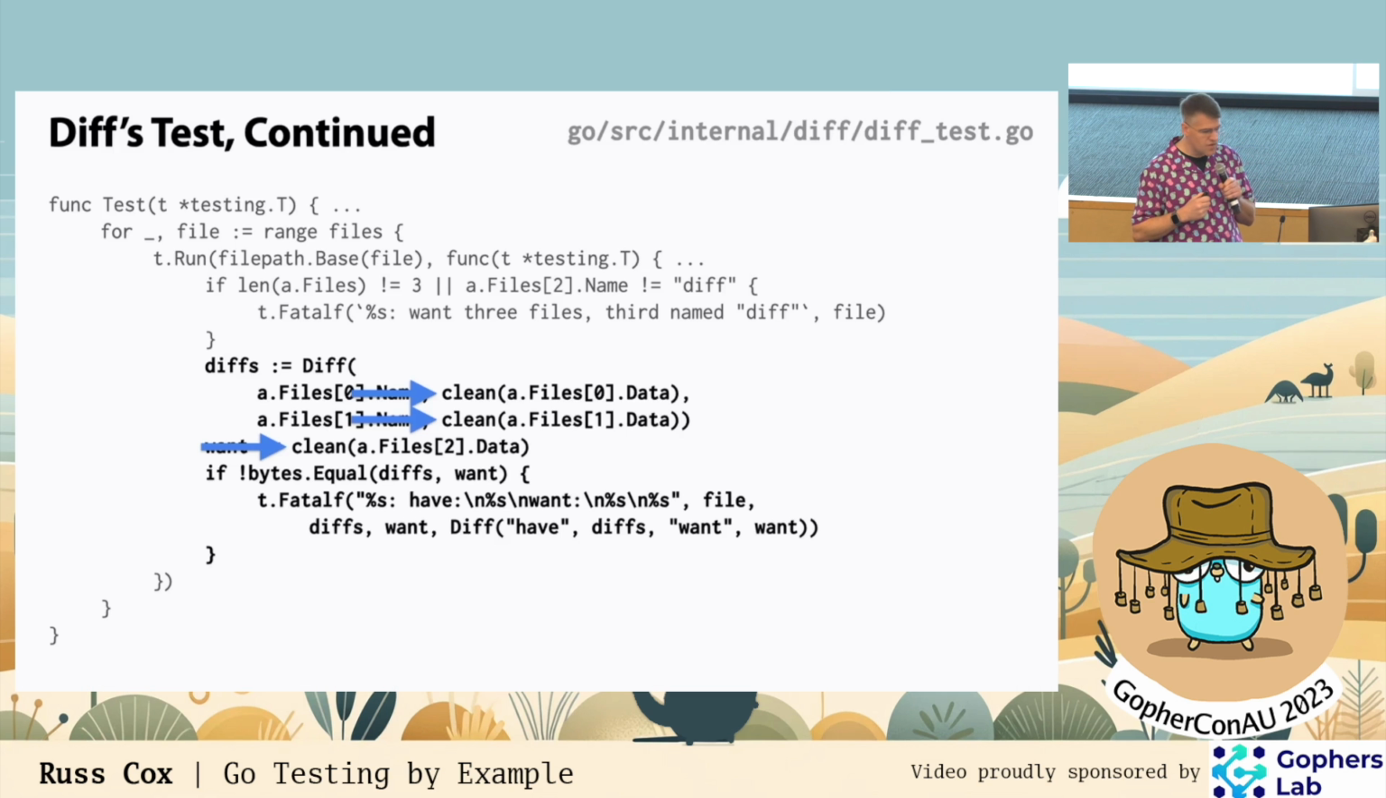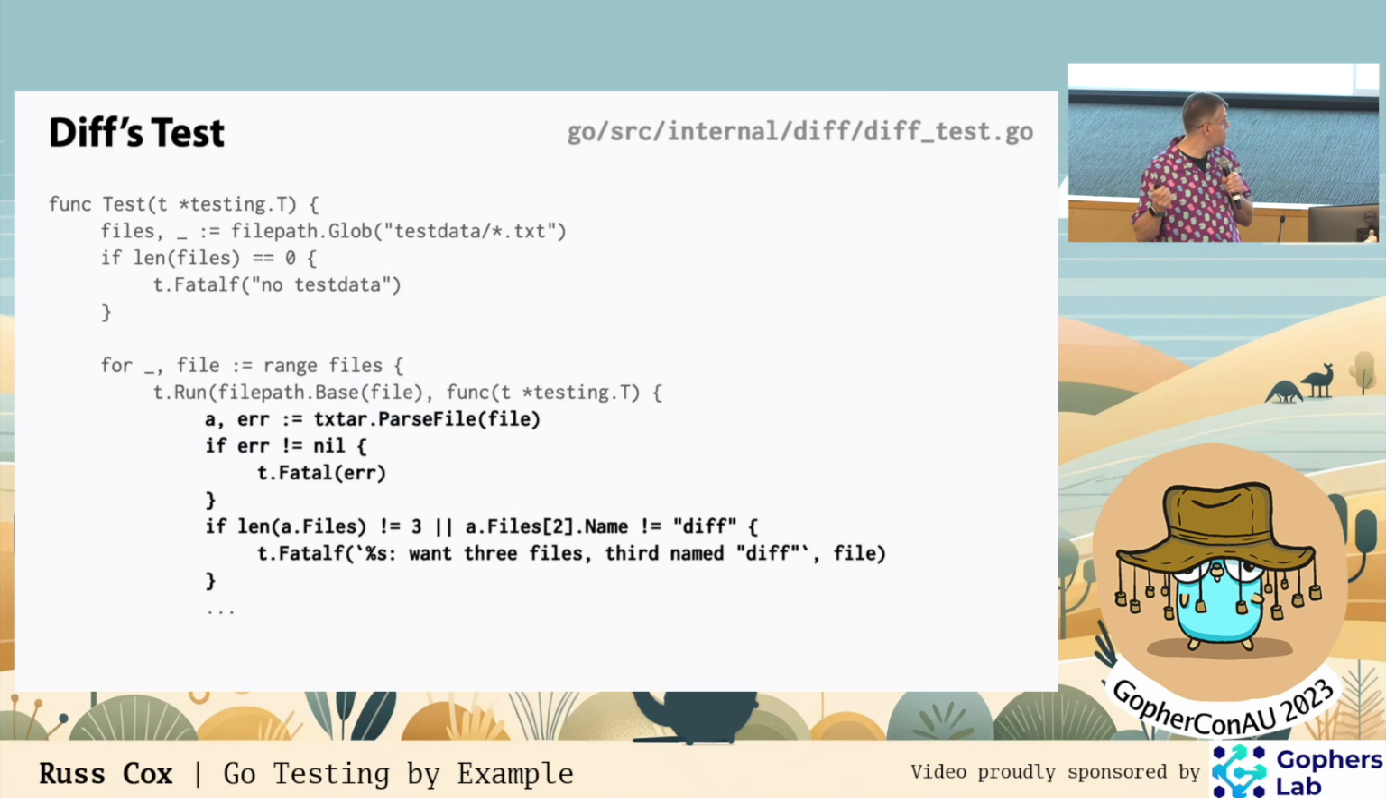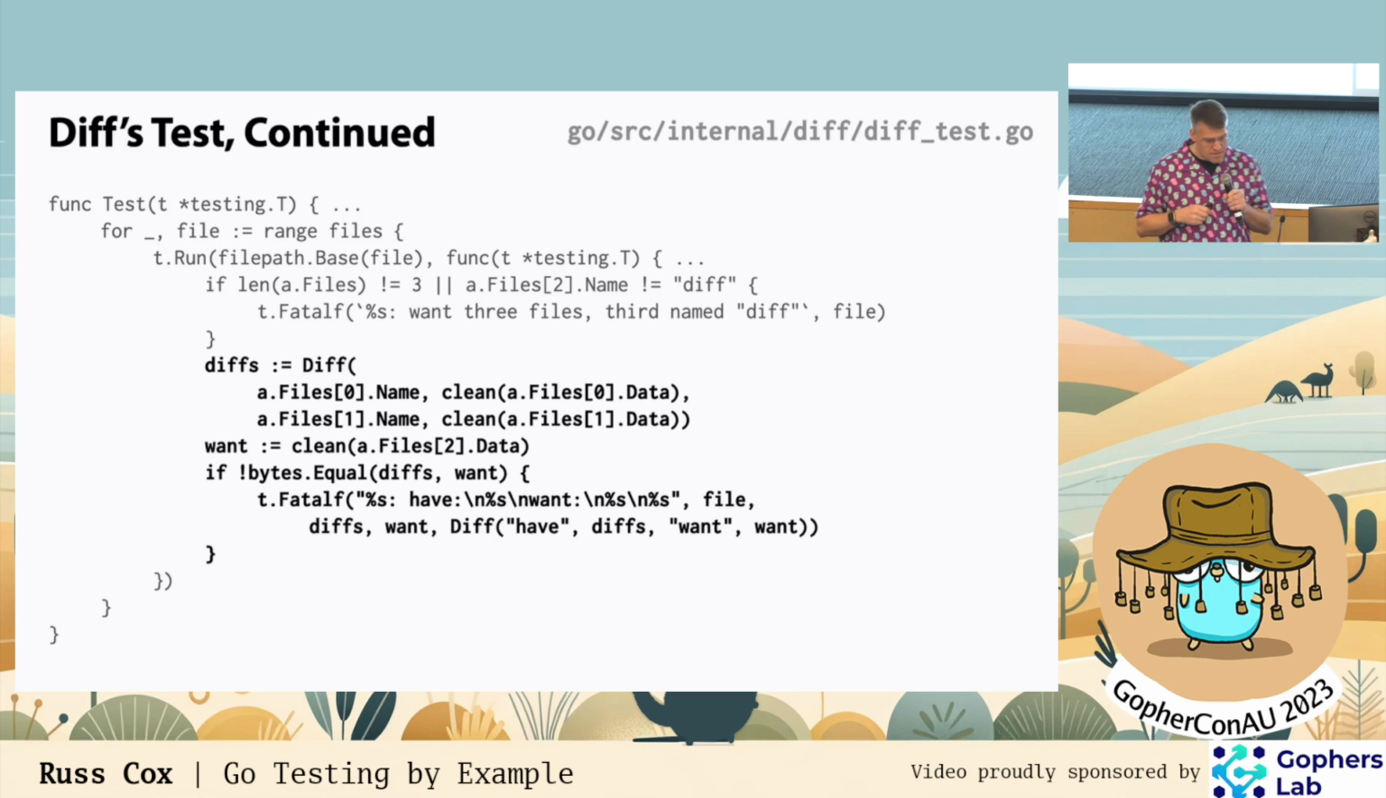And then we diff the 2 input files. Oops, went a little too far. There's a slide in the middle there. There we go. Then we diff the 2 input files, and we check that the result matches the expected diff. And that's the whole test.